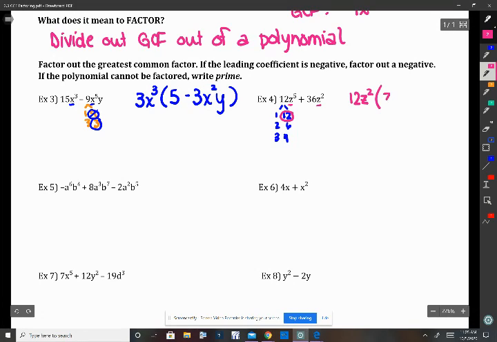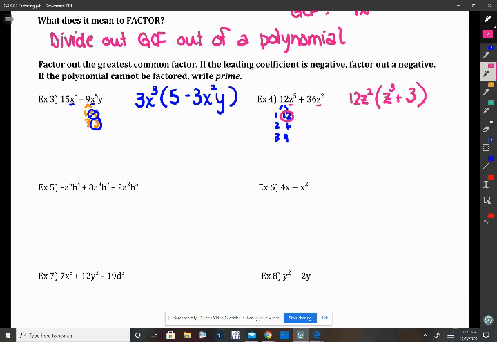So we just get 1. I'm not going to write the 1. You have 5 z's and took 2 away, so you have 3. And then 36 divided by 12 is 3. You had 2 and took 2 away, so we don't have any more C's left. And so this would be my answer.